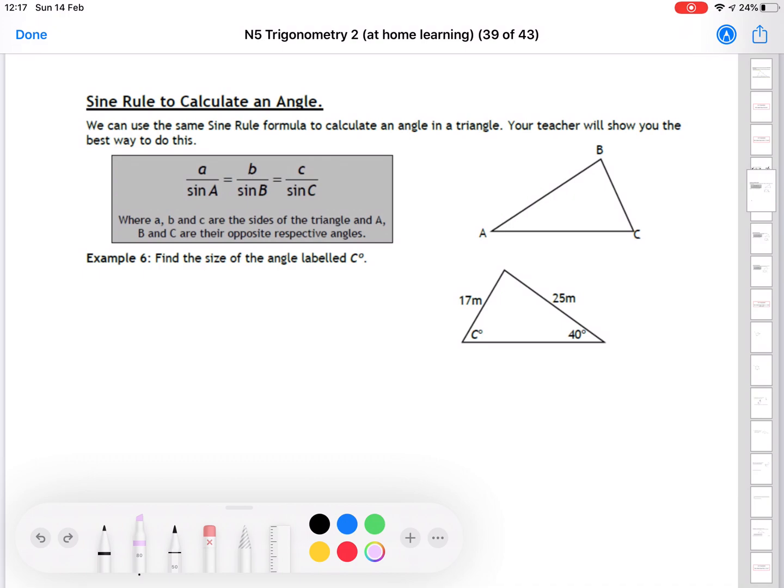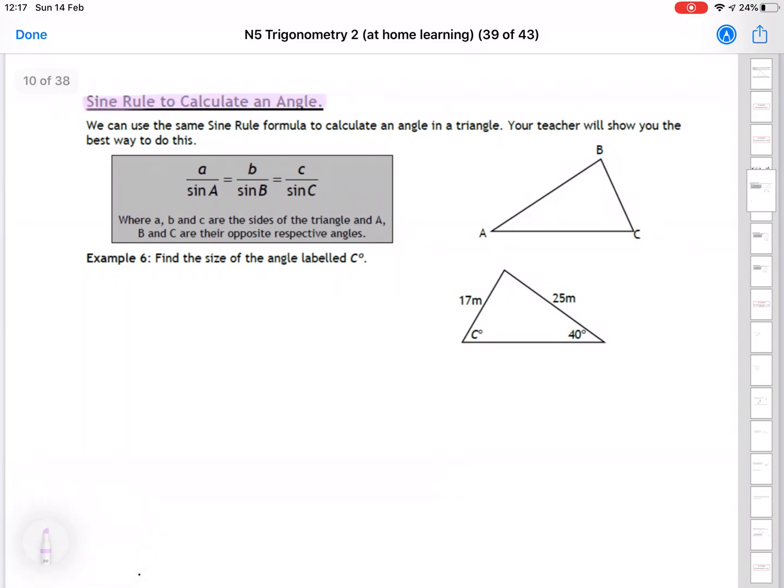So today what we're going to be looking at is using the sine rule again, but this time it's going to be for calculating an angle. So in our last lesson we looked at finding a side. This time we're going to use the same rule and we're going to look at how you find an angle.